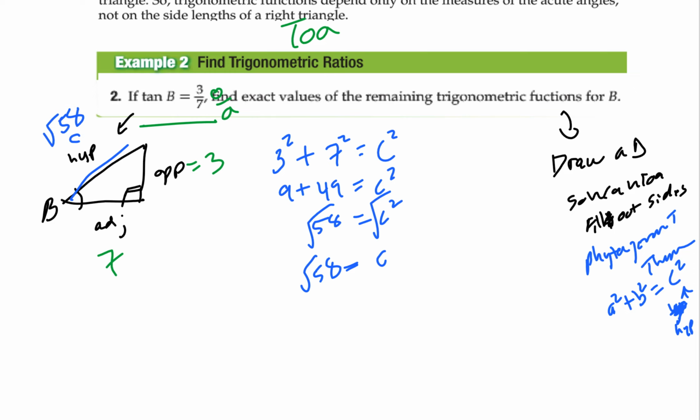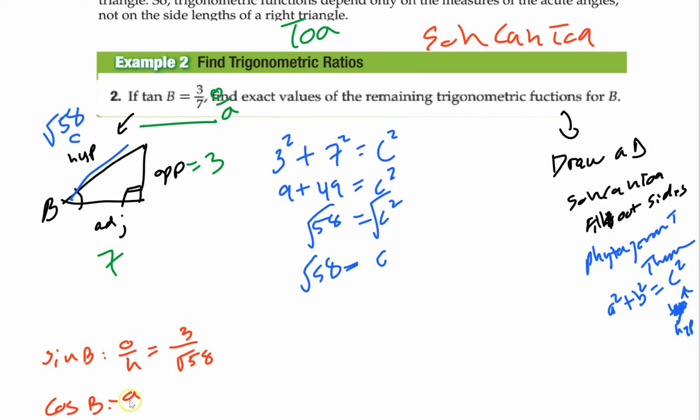So if I want to figure out what sine of b is, I already have SOHCAHTOA. Is this going to be opposite over hypotenuse? We don't need to rationalize this. Cosine of b would be adjacent over hypotenuse, 7 over rad 58. And then we could do all the rest.